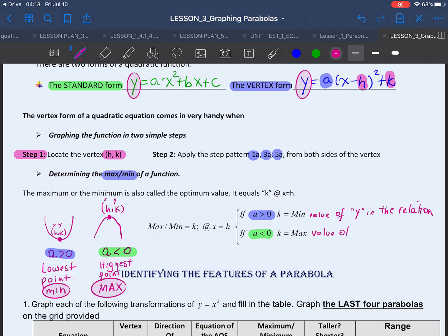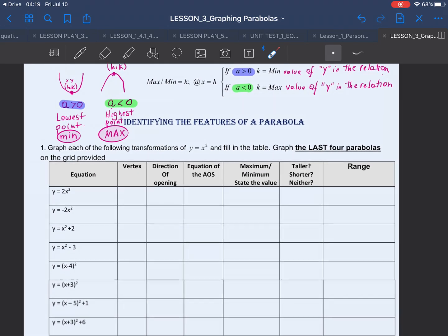And when a is negative, k will represent the maximum value of y in the relation. Or for short, we say the maximum, right? Or the minimum, whatever that represents. Now, how about h? Well, h represents x, right? So h will represent the value of x where the maximum or the minimum occurs. So the value of x where this minimum occurs, or the value of x where this maximum occurs.